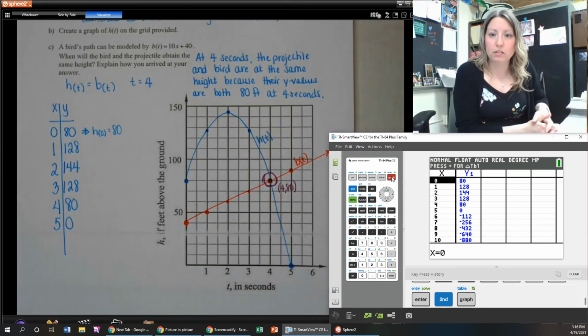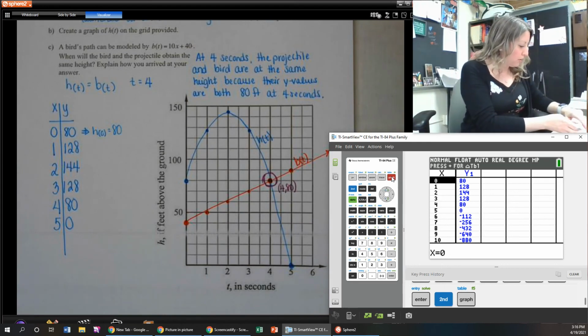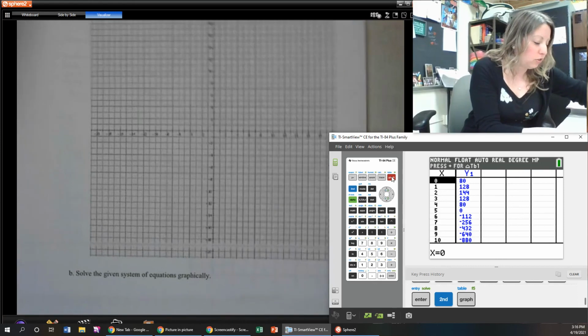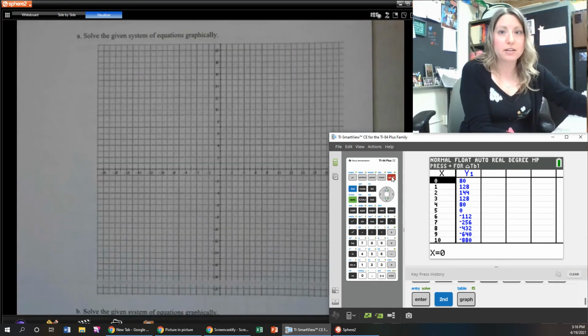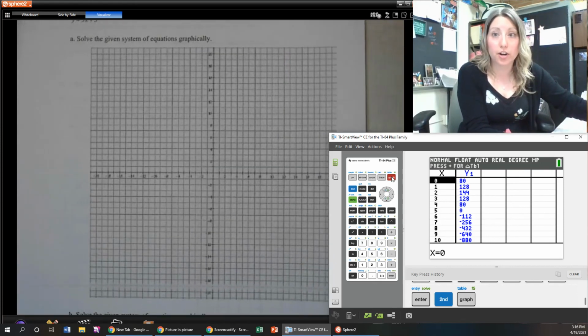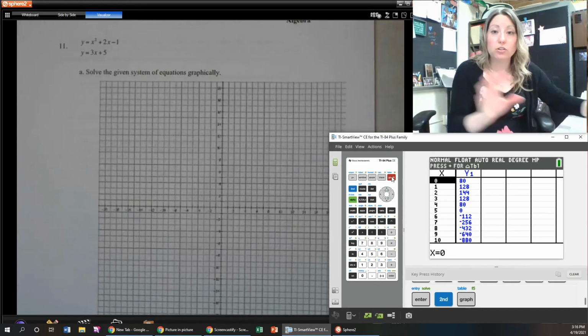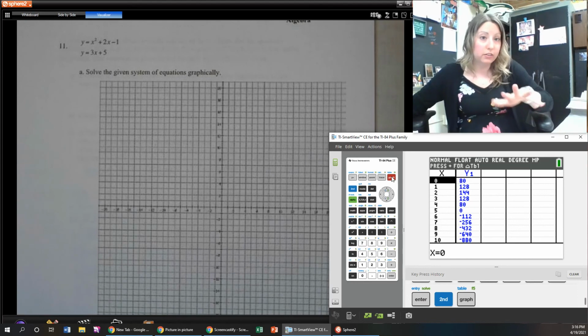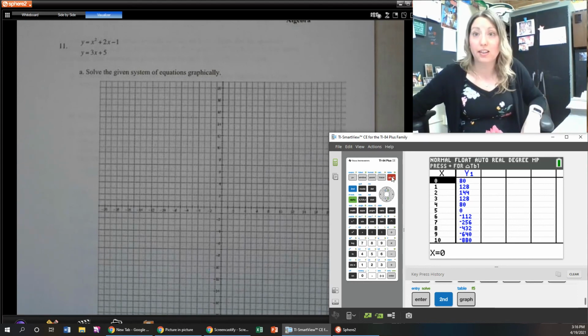Okay, last thing I'm asking you to do, pause it so that you can do number 11. That is just a basic system. It's not a real life scenario occurring. So you'll use the graphing calculator to find the points for the parabola. And since this is a 20 by 20 grid, you're going to be able to fit a lot of points on the parabola and the line.